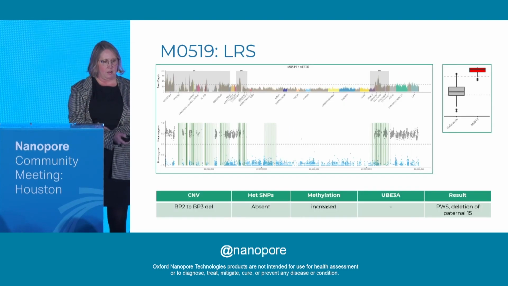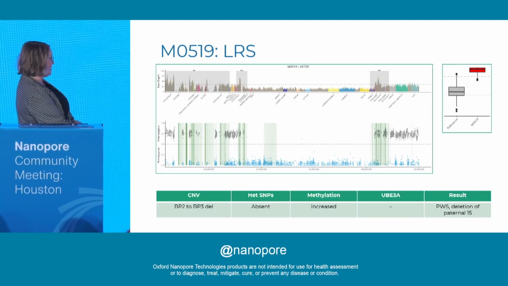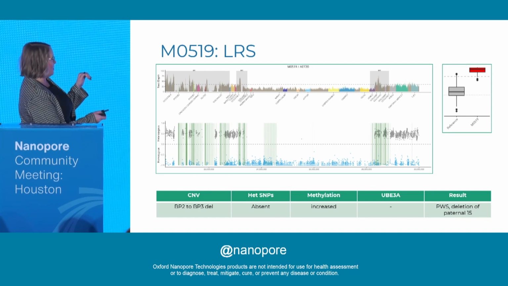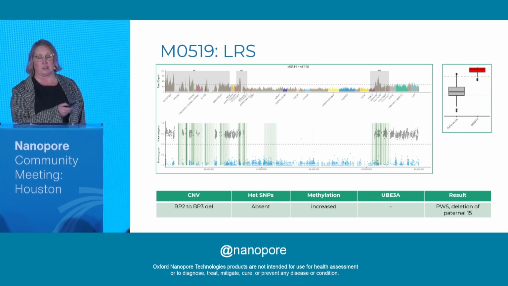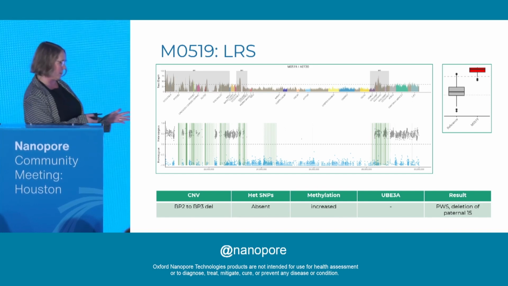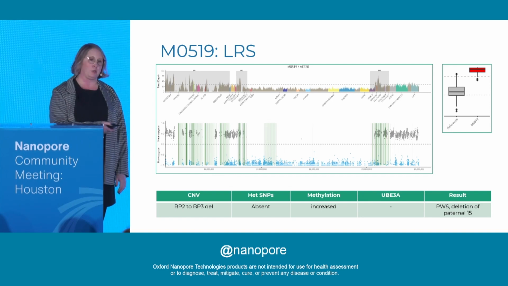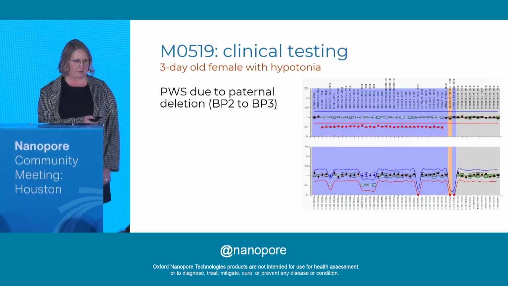All right. Next example, top part, we're seeing that decrease in read depth across the BP2 to BP3 region again. Again, the absence of heterozygous SNPs, but now the methylation is increased. So here, this is consistent with Prader-Willi syndrome due to a deletion of the paternal chromosome 15.